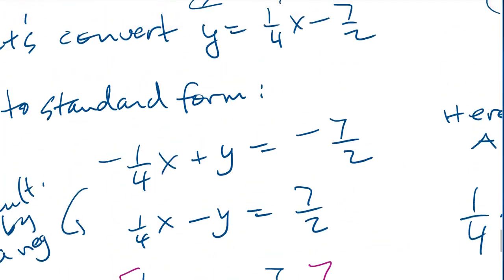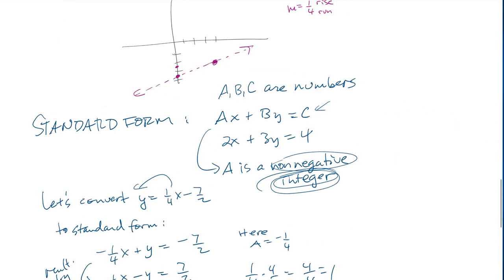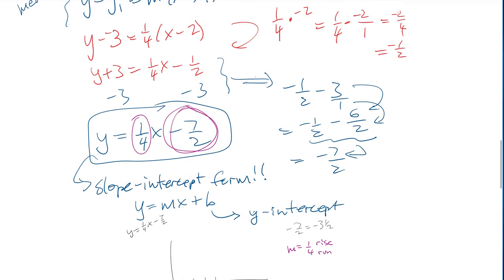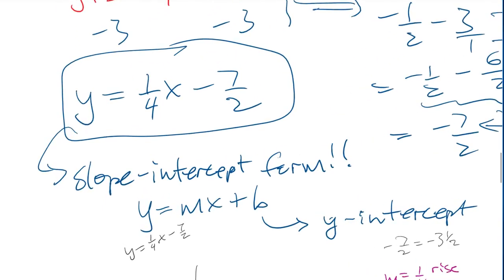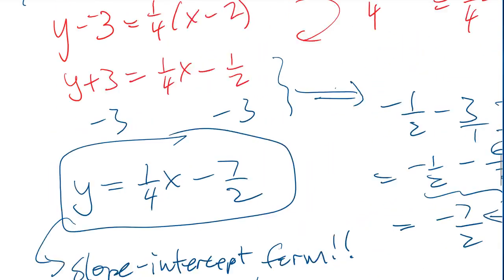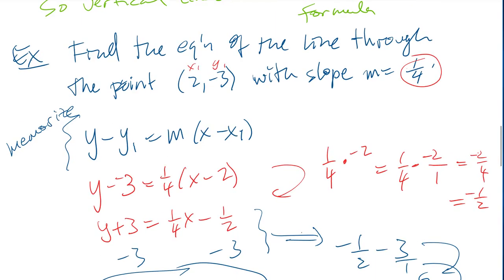And then up here, where is it? This right here is the slope-intercept form of the line. Okay, and that's the line that has the point (2, -3) and the slope 1/4.